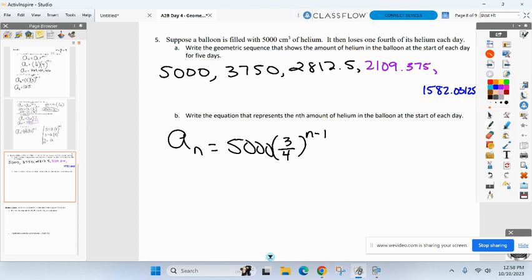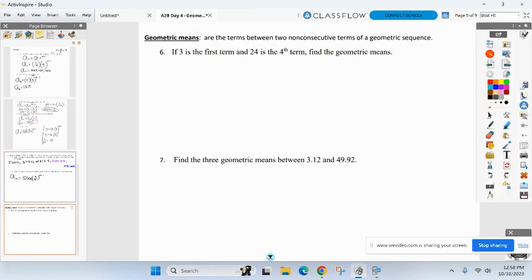All right, let's finish on a strong note now. You guys are going to teach me how to do this problem. First term is 3. Fourth term's 24. Find the geometric means, meaning the numbers in the middle of the sequence. You guys did this on your quiz for arithmetic. Now I want you to do it for geometric.